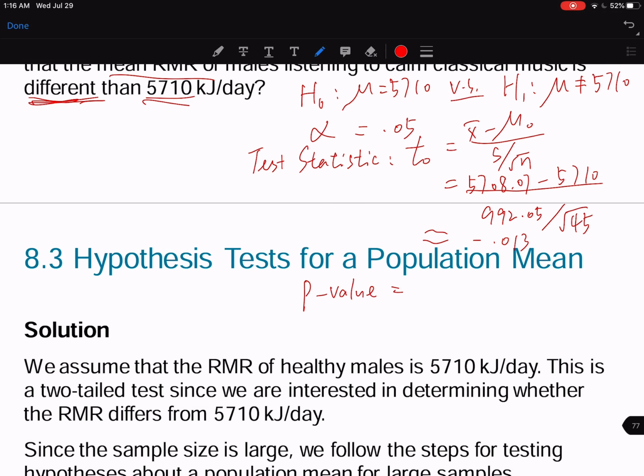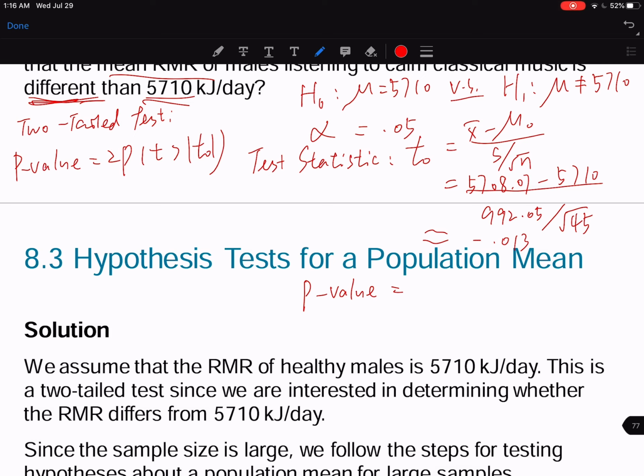All right, so the p-value would be equal to, since we are doing a two-tailed test, the p-value would be equal to 2 times the probability of t is greater than the absolute value of t sub 0, right?